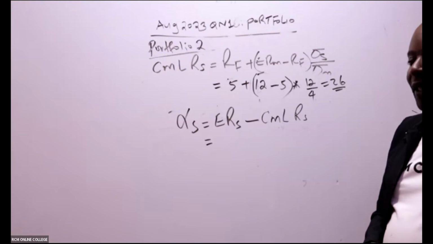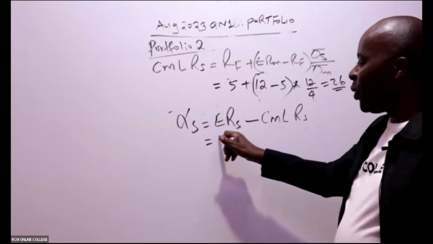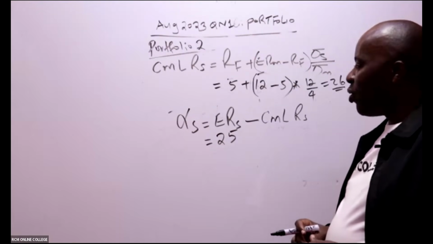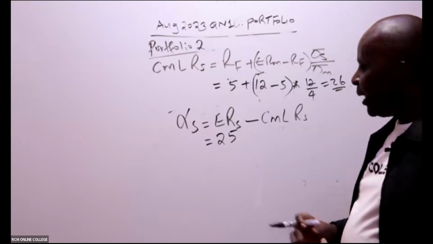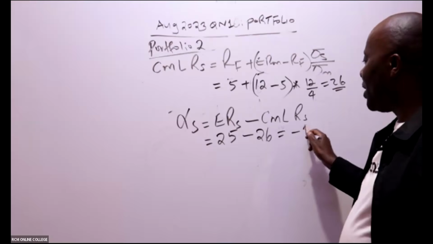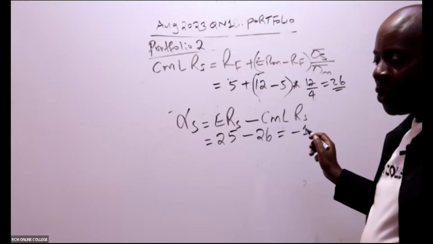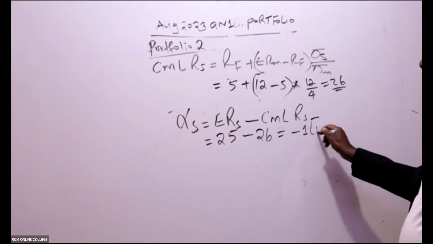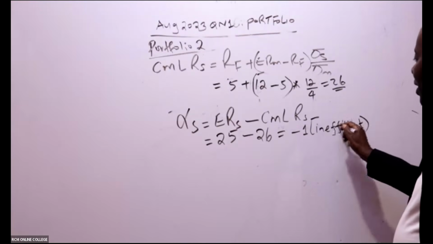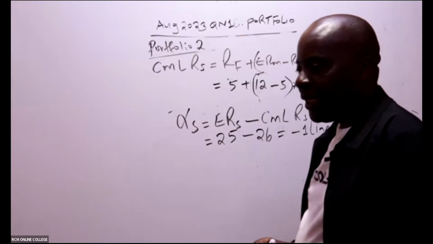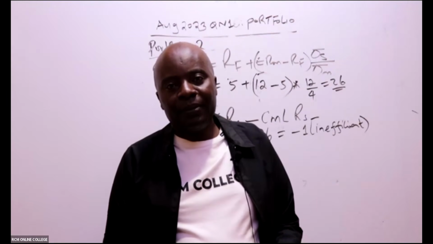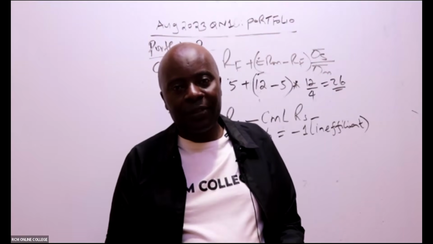So if I look at this, ladies and gentlemen, I can see it is 25, right? Expected return of this security is 25 minus CML returns that I've gotten here, which are 26, which gives me minus what here? Loss making. So if it is loss making, it is what here? It is inefficient. If it's loss making, negative, that's inefficient.